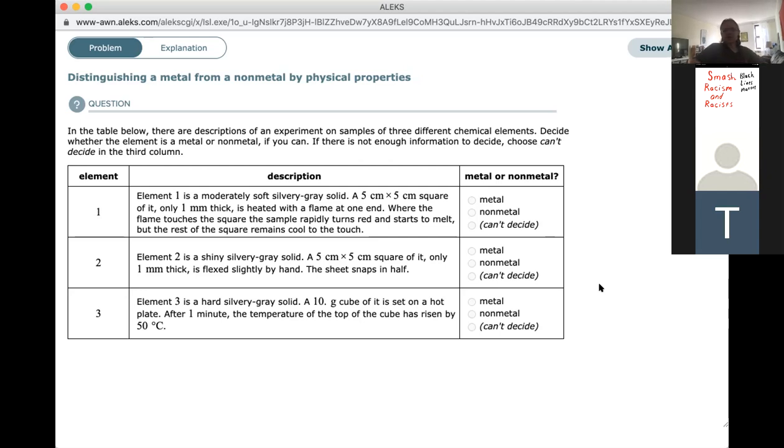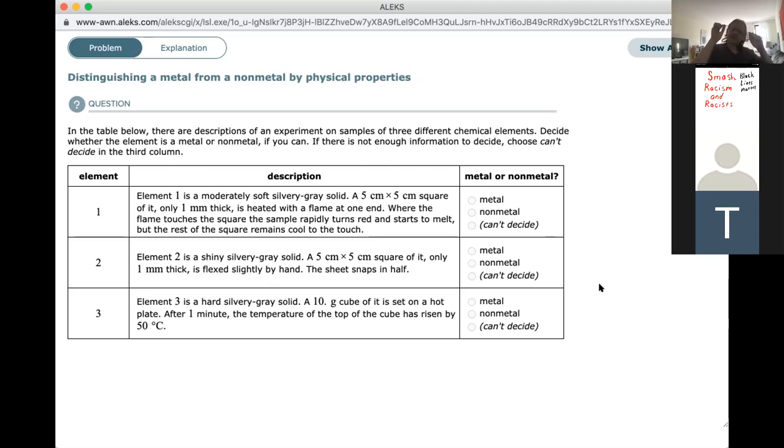So let's take a look at what they're telling us. They're telling us it's a solid. Metals are solids at room temperature. Some nonmetals are, though, as well. So that doesn't exactly tell us, but it's evidence it could be a metal. It's heated with a flame at one end. Where the flame touches the square, it turns red and starts to melt, but the rest of it remains cool.